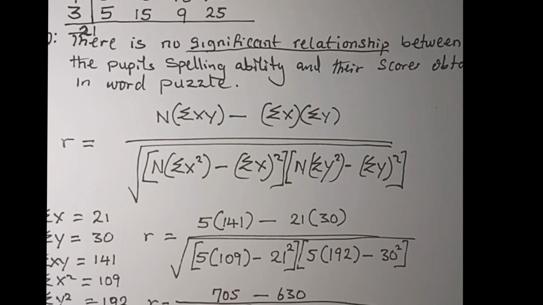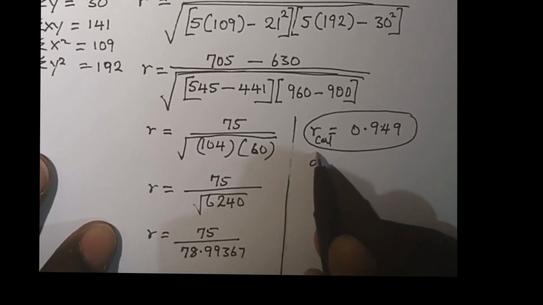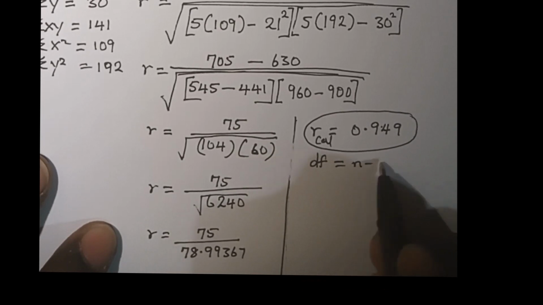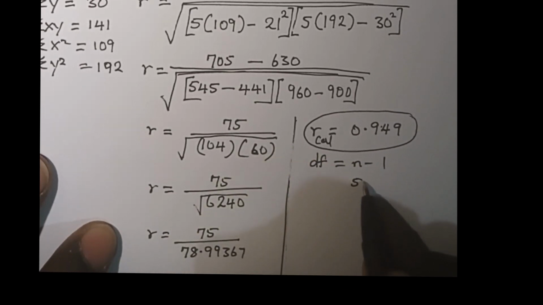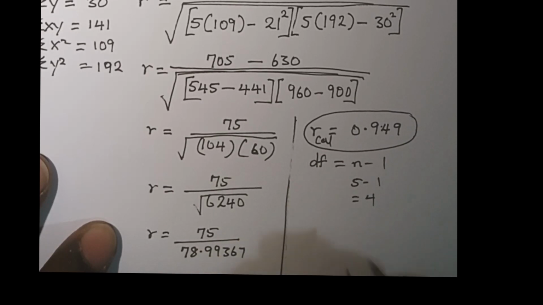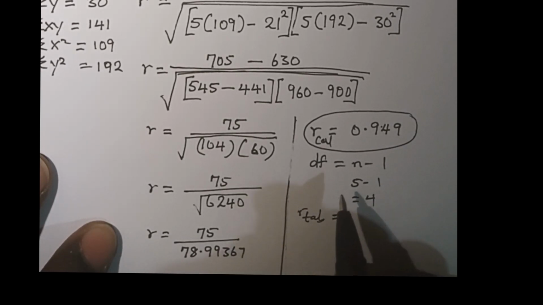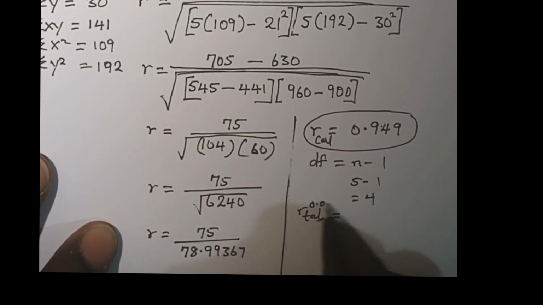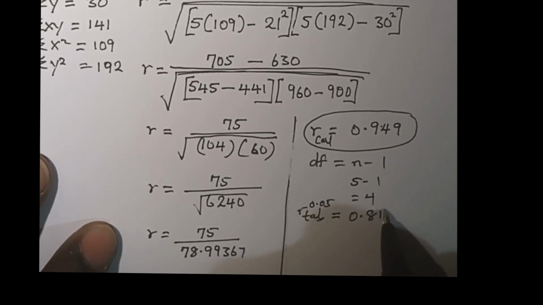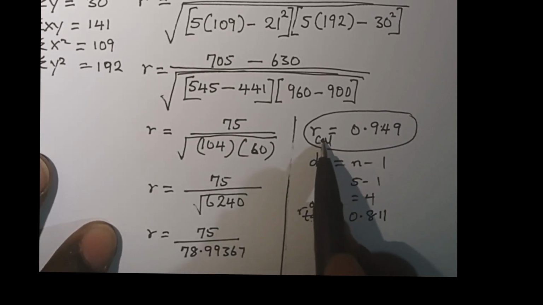So to check for the significance of the relationship, we'll get our degree of freedom, df, which equals n minus 1. By implication, we'll have 5 minus 1, which is equal to 4. So hence, we go to our r distribution table to get the r critical or r tabulated. From the distribution table, r tabulated at degree of freedom 4, if we are to test our null hypothesis at 0.05 level of significance, then we'll have 0.811 as r tabulated.